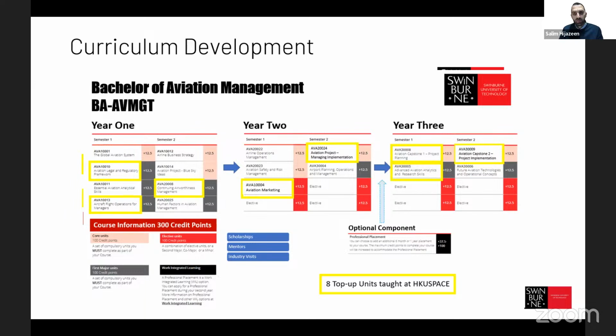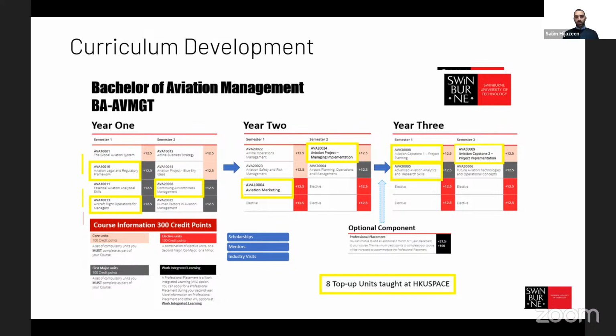And here's just more information on basically what I was just mentioning. So across the 3 years, the 8 top-up units are taught at HKU Space. And some of the subjects, I'll just read them out here. Aviation legal and regulatory frameworks, and aircraft flight operations for managers, and that prepares you in the future if you do take on, say, an operations control role. It allows you to understand leadership, psychology, just understanding what it means to be a leader and what the differences are between managers and leaders.